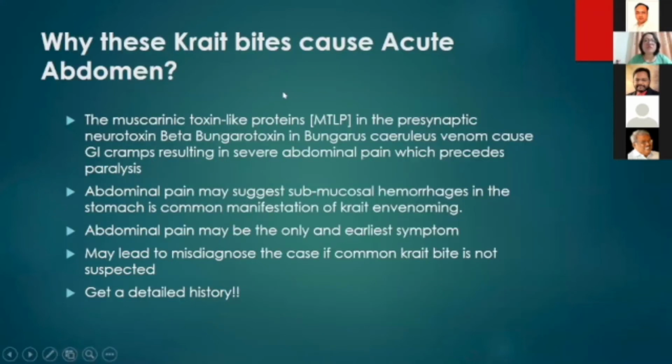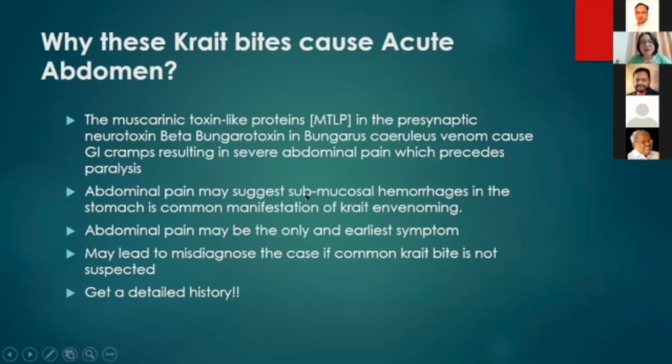So there was a question posted in the Poison Club as well. Very interesting question: why do these Krait bites cause acute abdomen? The answer has already been posted and discussed in the previous sections. The muscarinic toxin-like proteins in the presynaptic neurotoxin, beta bungarotoxin, in the Krait venom cause GI cramps, and this results in severe abdominal pain.